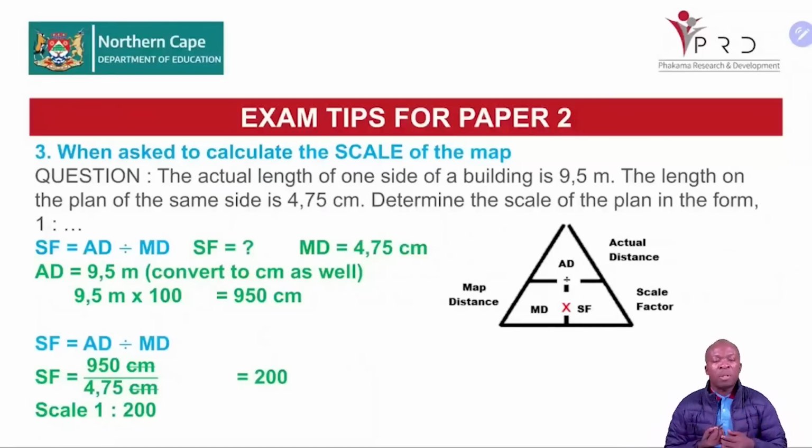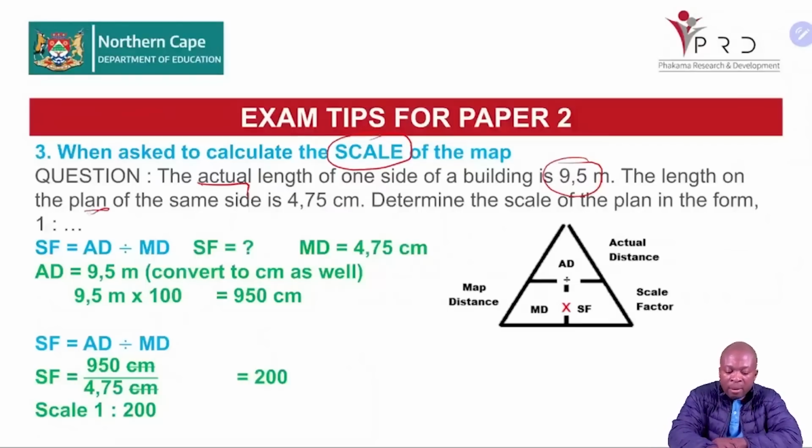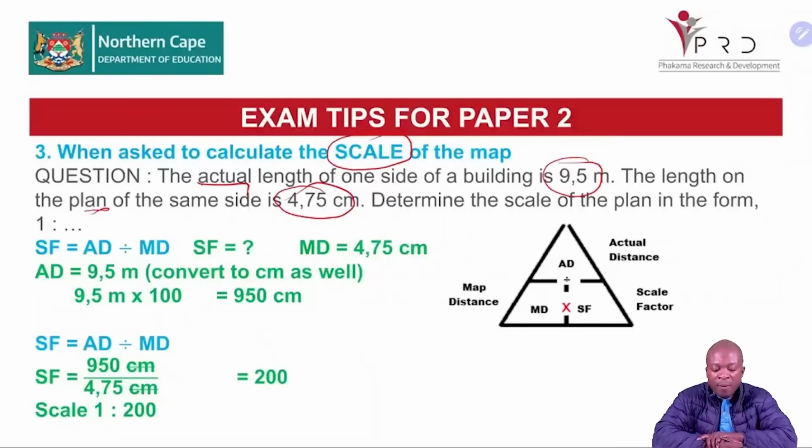All right, let's look at number 3. What if they want us to find the scale, not the scale factor? They want us to find what? The scale. So look at the question. It says the actual length is 9.5 meters. The length on the plan, meaning the MD, is 4,75 meters. Determine the scale.